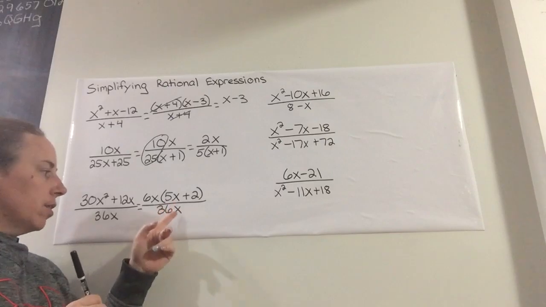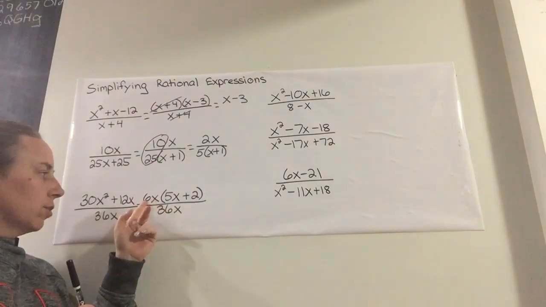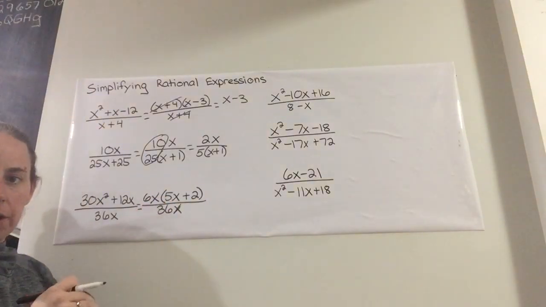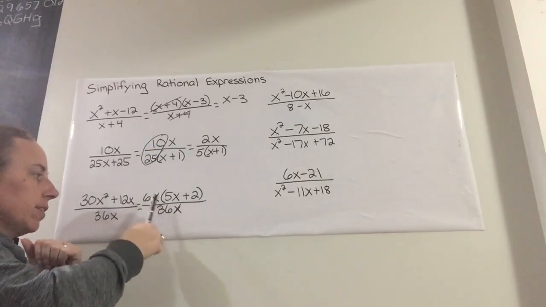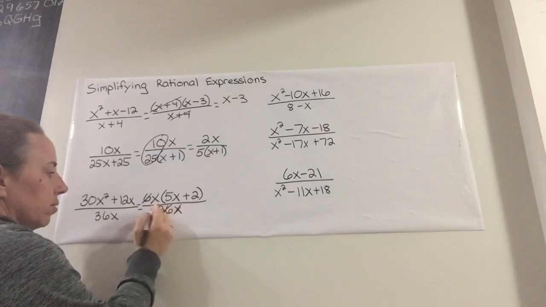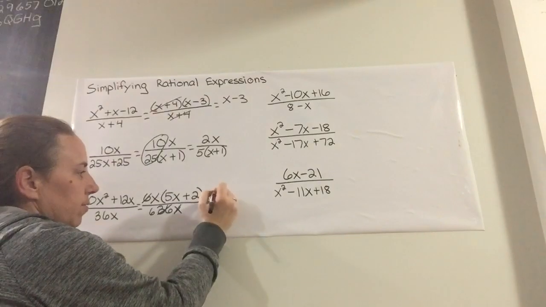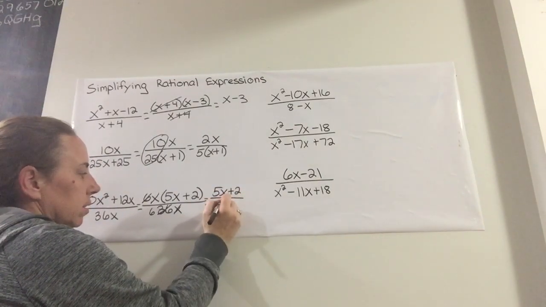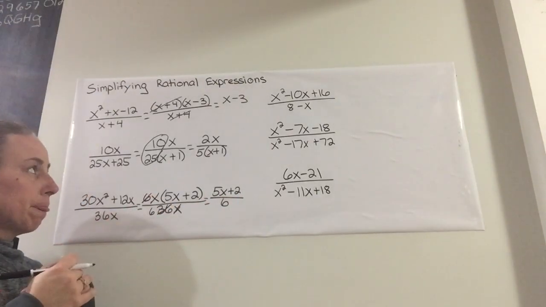Now, this x is attached by multiplication, and so is this one up here. So those can cancel. Okay? Notice the difference between the two. Now I've got 6 over 36, which I can simplify, and 6 goes into both of them, so I have a 6 there on the bottom. So I'm left with 5x plus 2 over 6, because remember, that x canceled with that.